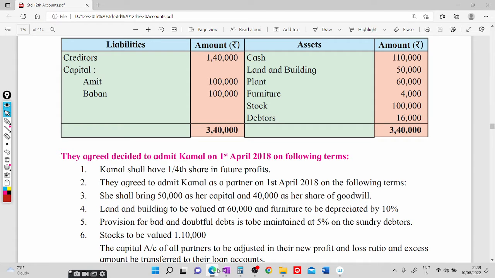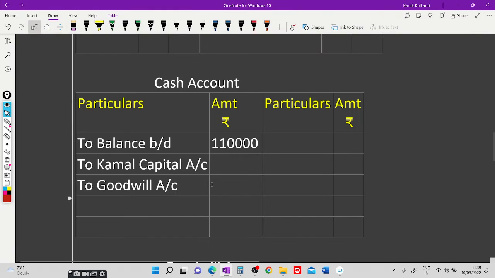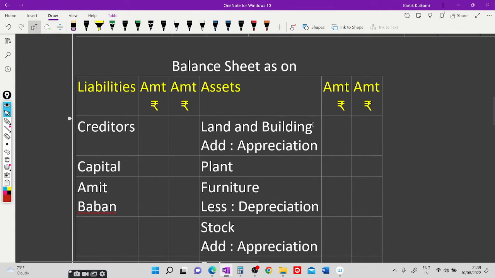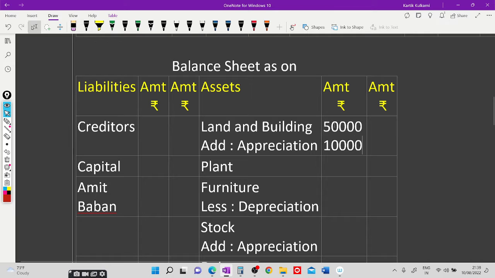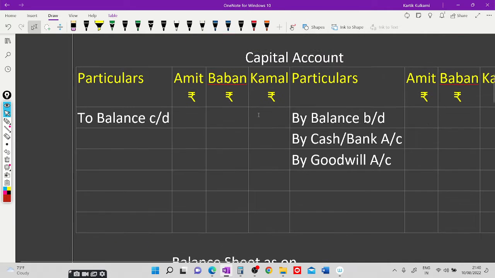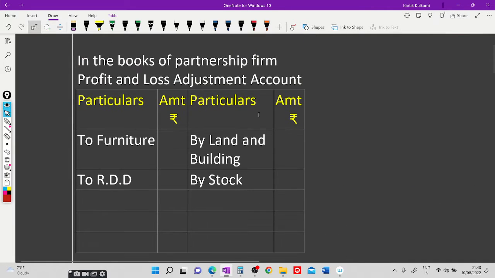Land and building. So as we have just seen, land and building is increased by 10,000. So book value of 50,000, we will note it in the assets, and there is an appreciation of 10,000. So final amount will come out to 60,000. Now since the value of the land and building is increased by 10,000, any increase in the value of the asset is recorded on the credit side of the profit and loss adjustment account. So on the profit and loss adjustment account credit side, we will write 10,000.